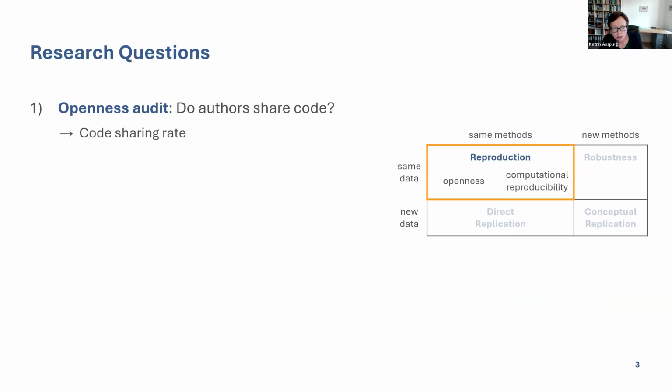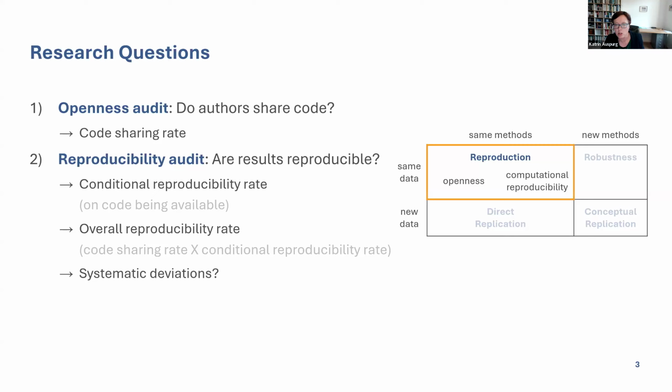So we have three main research questions. In our openness audit, we ask whether authors share their code. In our reproducibility audit, are results computationally reproducible? Meaning, first, we are interested in the conditional reproducibility rate, meaning can we repeat the findings when we rerun authors' codes? But we are also interested in the overall reproducibility rate, meaning we have code for a paper and in addition, we can reproduce the results. We are also interested, when we find deviations, are these systematic? So again, we are here in this area of the repeatability framework, same data using same method, same analysis as the authors. And finally, we also want to explore discipline differences in our study.